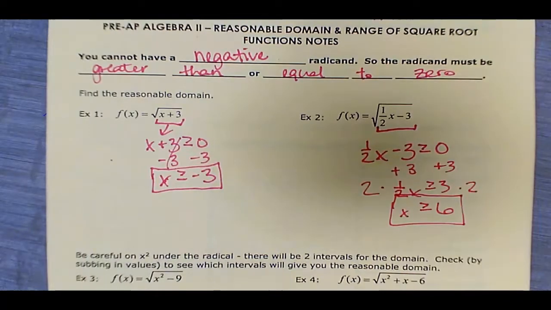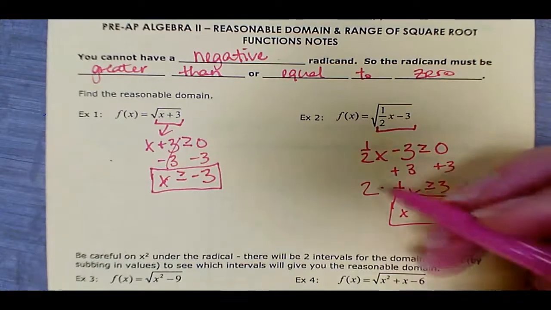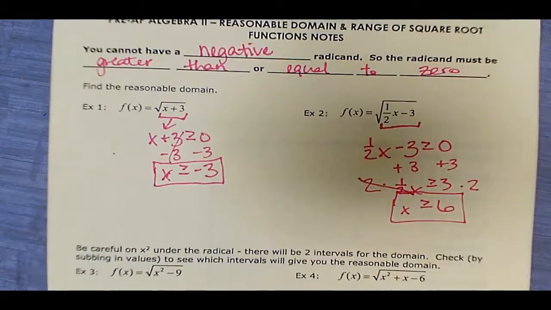So in the process, you should have added 3 to move the constant. You should have unmultiplied by 1/2 by either dividing by 1/2 or multiplying by 2. Both of those are equivalent operations here, so I just went ahead and multiplied by 2. 2 times 1/2 is 1, so that will cancel out. And then on the right side, I get a 6. So my x values should be greater than or equal to 6, and that's my reasonable domain for this square root function.